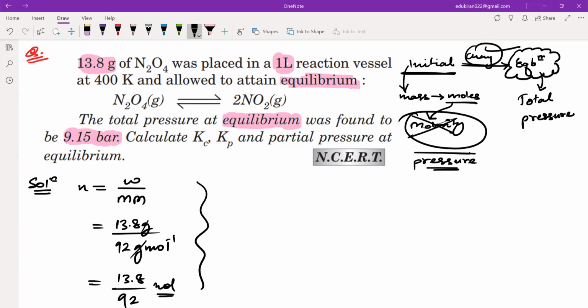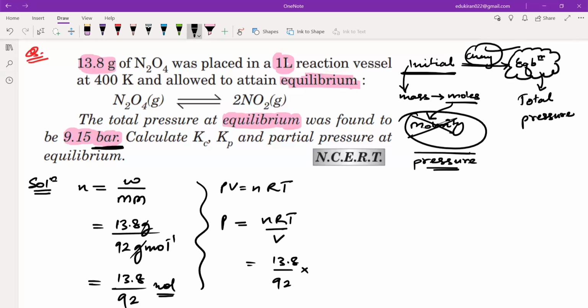Now we know that PV is equal to nRT. So P will be equal to nRT upon V. V is 1 liter, and the number of moles is 13.8 divided by 92, into R. What should we take as R? Because we have been given in bar, if it is in bar, what do I have to take? 0.0831 or 0.0821?